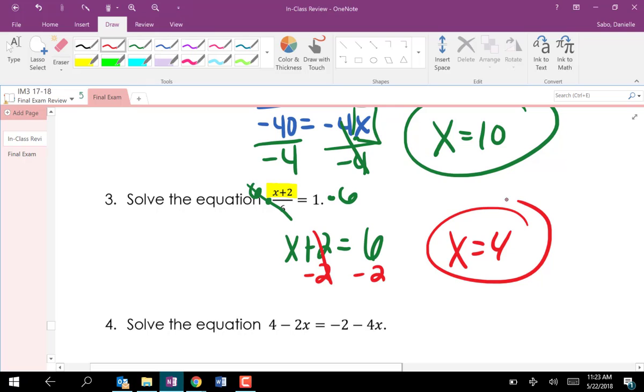Now, again, if you had multiple choice, you could have taken 4 and watch. I'm just going to do this in my head. 4 plus 2 is 6. 6 divided by 6 is 1. Your calculator will shoot out 1 when you plug in 4. Okay, that's how you be good test takers.